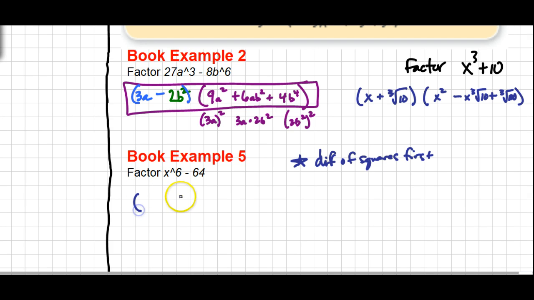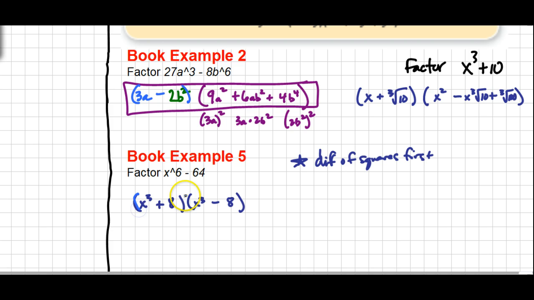So I want to find something times itself that equals x to the sixth. So that's going to be x cubed and x cubed. I'm going to do a plus and a minus, and then a number times itself that equals 64, so that's going to be 8 and 8. Now from here, if you can factor further, you should. So here we've got cubes, so we're going to do both of those.